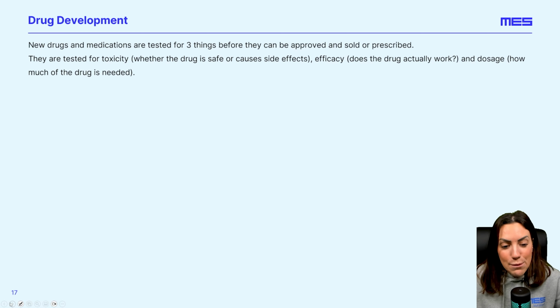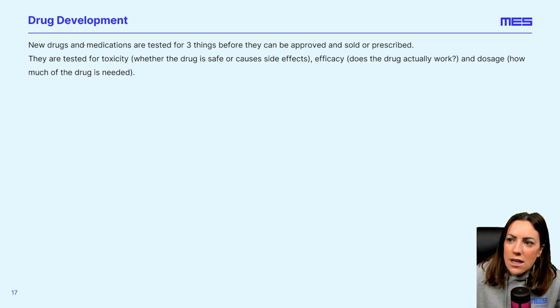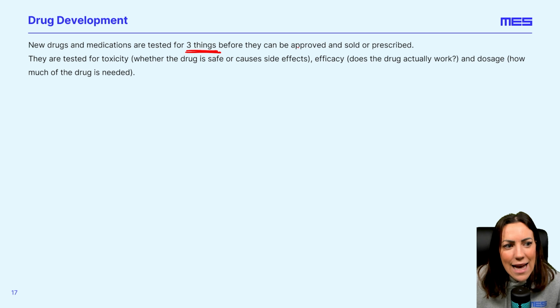Final thing in this module is the story of drug development. So how do new drugs get discovered and developed, ready to be used by us humans? So new drugs and medications are tested for 3 key things before they can be approved and given a license and then sold in pharmacies or prescribed by doctors or used in hospitals.